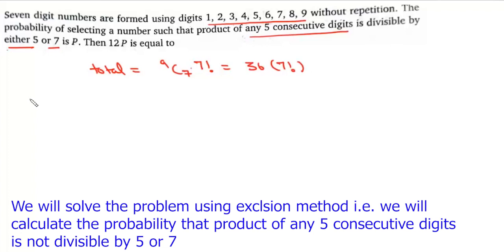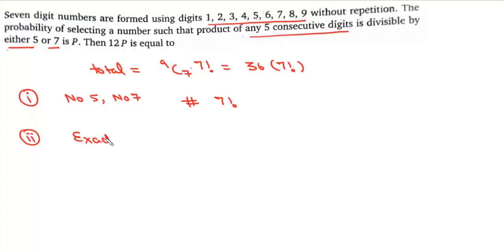Now we'll calculate the favorable number of cases, and for that we'll take 3 scenarios. Case 1, when we have not included 5 and we have not included 7 in the 7 numbers. So if we have not included 5 or 7, then we are left with 7 numbers. So in that case, the total number of numbers that can be formed is factorial 7, and all these numbers won't be divisible by either 5 or 7. Now we'll consider the second case, when exactly one of 5 or 7 is included.